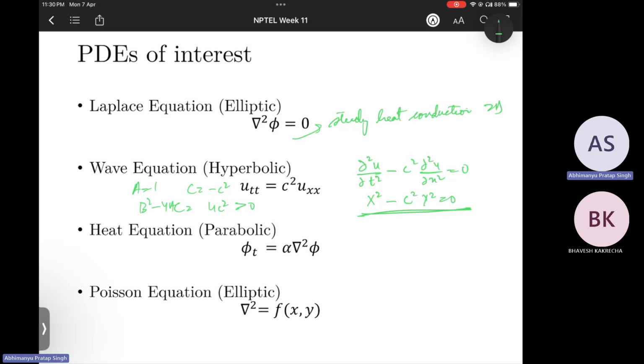Then next is the heat equation. So this is a parabolic PDE, both A and B are 0, so we get B square minus 4AC as 0. And then we have the Poisson equation, which is again an elliptic PDE, because this does not matter, and this should be a phi in here. This is basically del square phi upon del x square plus del square phi upon del y square is equal to f(x,y). So this does not matter, and for these two, A is equal to 1, C is equal to 1.